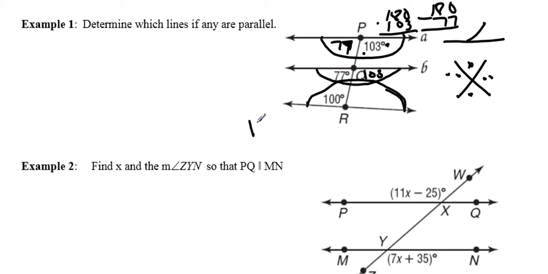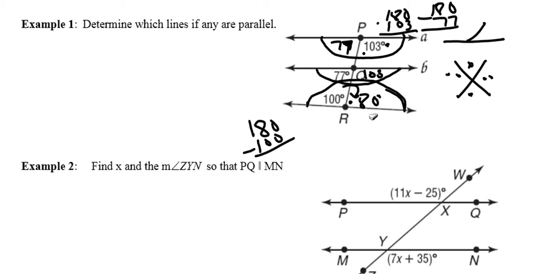I'm going to subtract 100 from 180 because my linear pair is supplementary, and that'll give me this missing angle here. So 180 minus 100 gives me 80. And now that I've found my missing angles, I can look for my parallel line relationships.